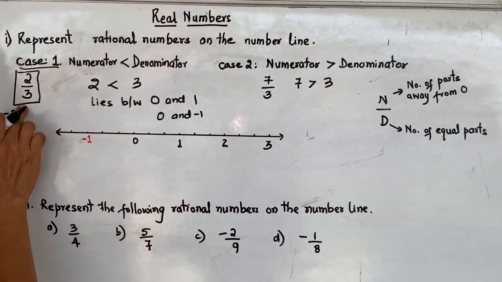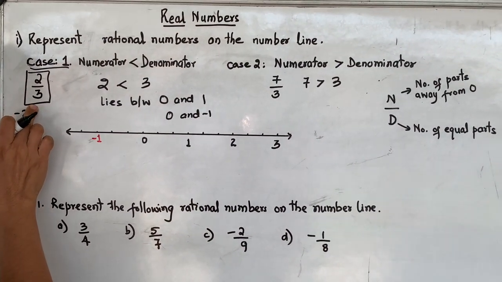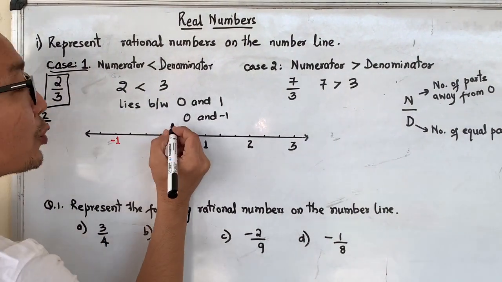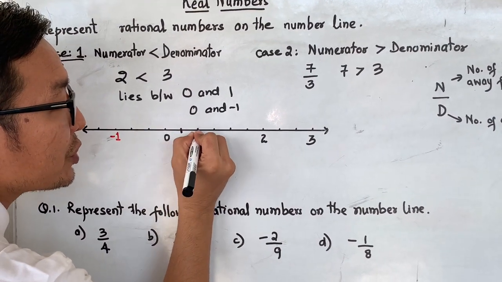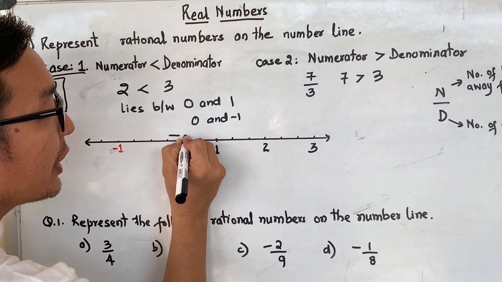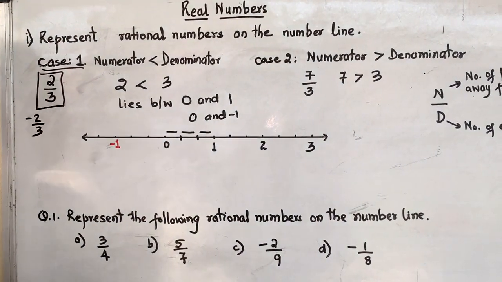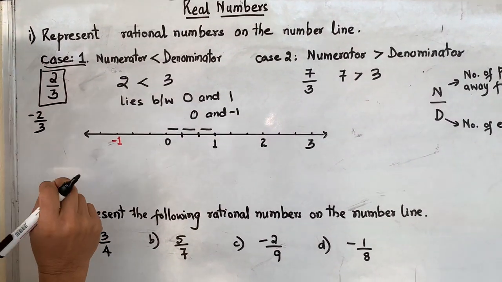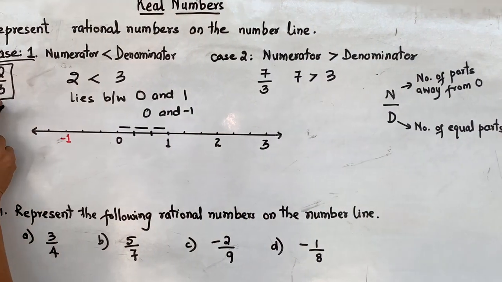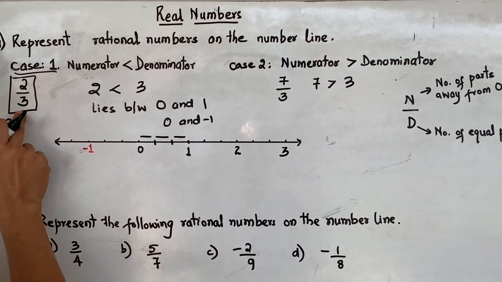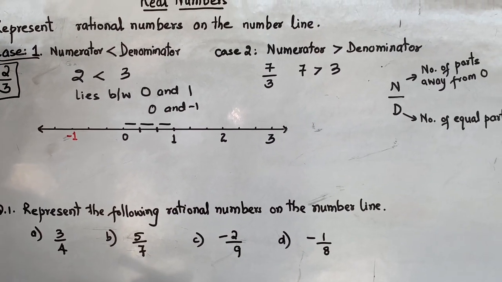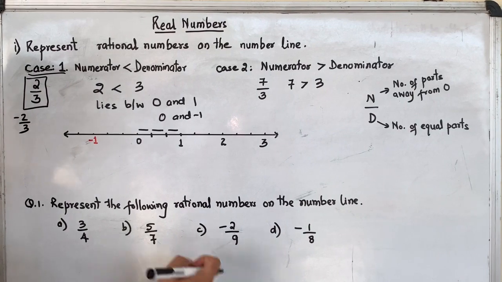Since the denominator is three, between zero and one on the positive side, let us divide this into three equal parts: 1, 2, and 3. So the denominator tells the number of equal parts. Here are three parts, and on the negative side also three parts, between 0 and negative 1.